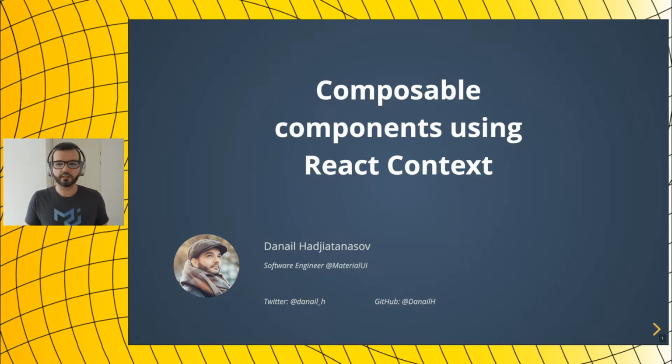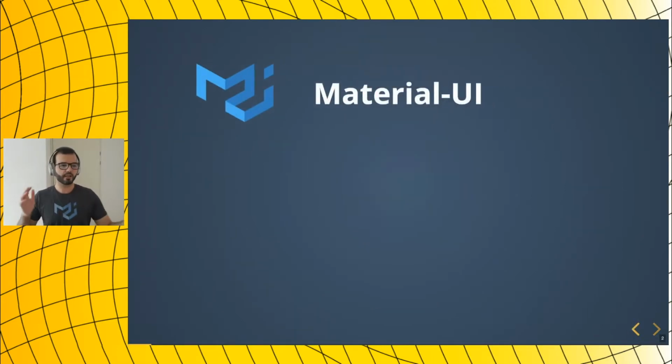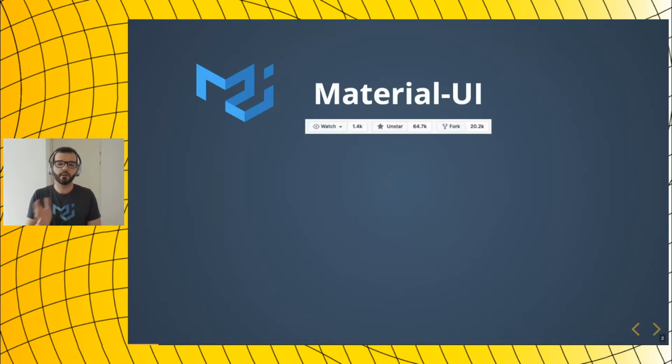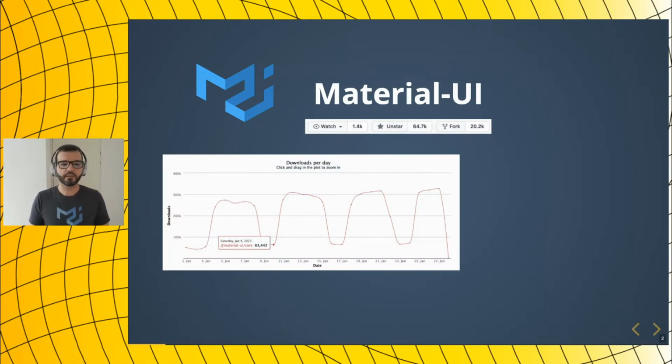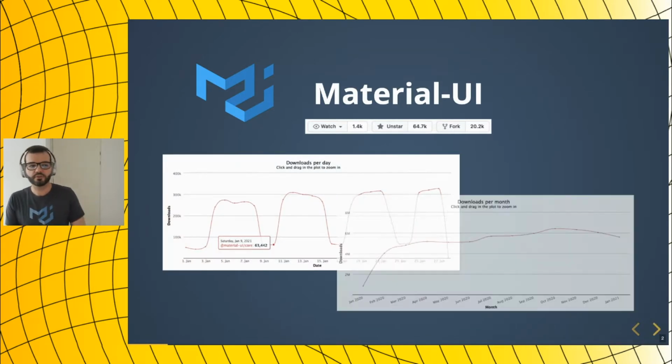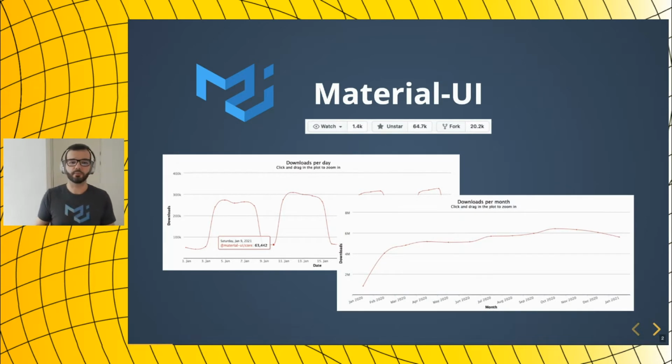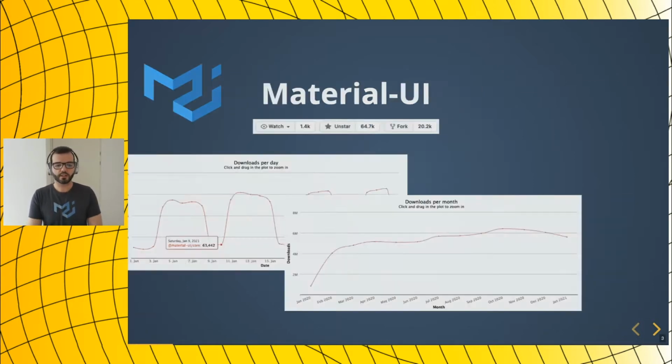So yeah, let's get cracking. Let's see what we're going to talk about. But before that, let's have a little bit of introduction about Material and what the hell it is. As I said, it's one of the biggest open source libraries out there for reusable React components. We have about 65,000 stars on GitHub, about 300,000 downloads per day, which results in about 6 million downloads per month. So we know a thing or two about UI components written in React. And after that promotion, let's get into the actual content.